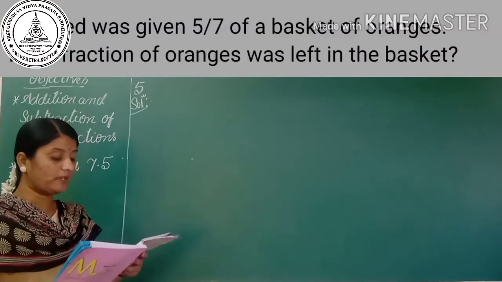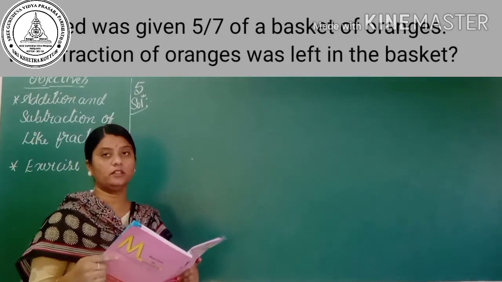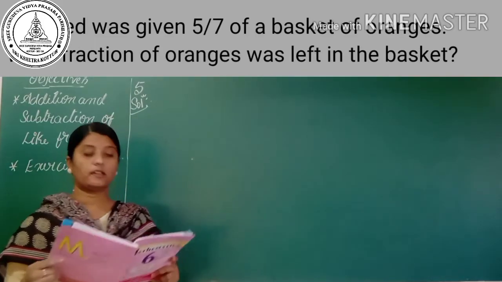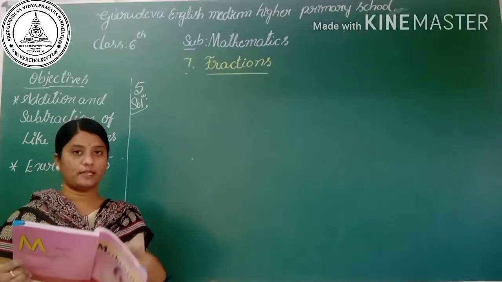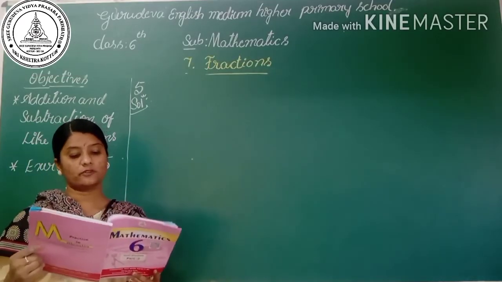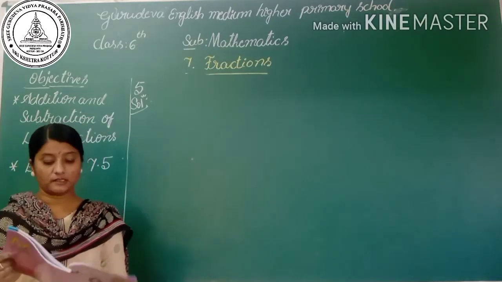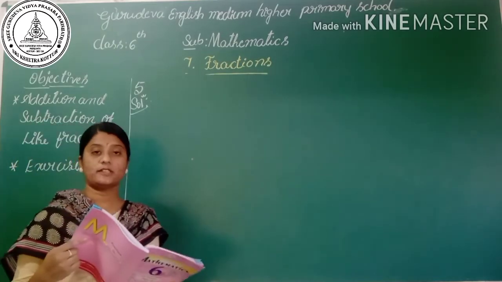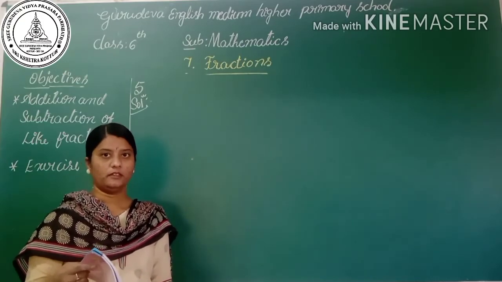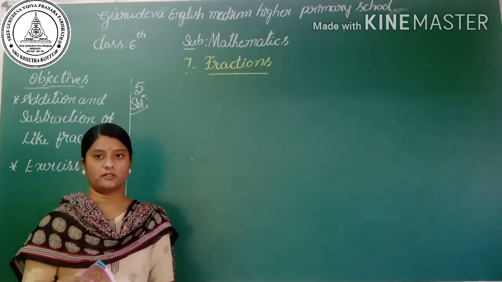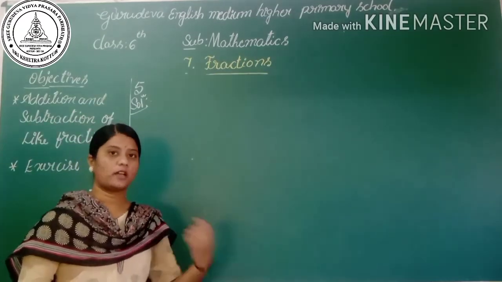Javed was given 5 by 7 of a basket of oranges. What fraction of oranges was left in the basket? The basket of oranges given to Javed is 5 by 7. So what fraction of oranges was left in the basket? Here we have to subtract. Left means remaining, right? So we have to subtract the fractions. First, what do we write? Fraction of oranges Javed was given.